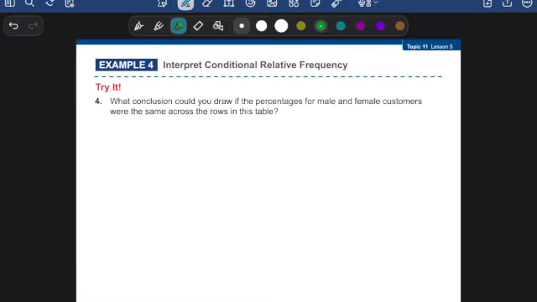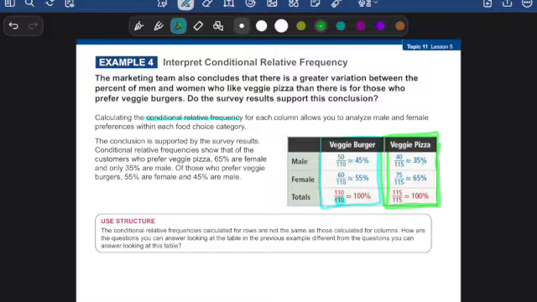So what conclusion could we draw if the percentages for male and female customers were the same across the rows in the table? If the percentages were the same across the rows, like 45% and 45%, then there's no real significant difference between the males and females, right? Because the conditional frequency would not change.